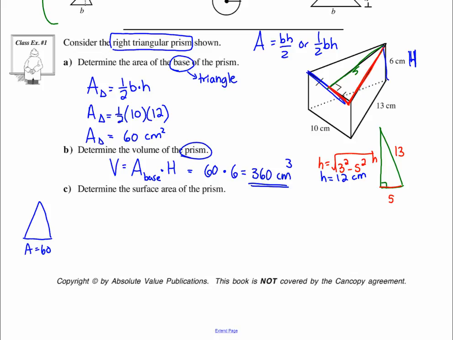No. Okay, what about this rectangle here? This side rectangle and this side rectangle, are those the same? Yes. So we have two rectangles with a dimension of what? 13 by 6. No, don't do that. 13 by 6. And we have one rectangle that's the dimension of 10 by 6.